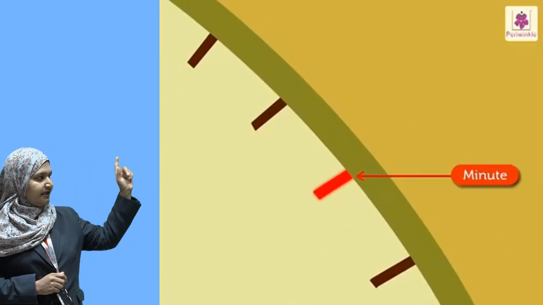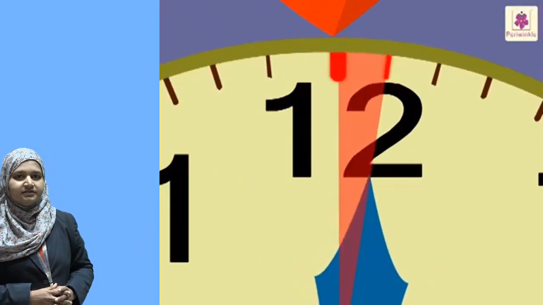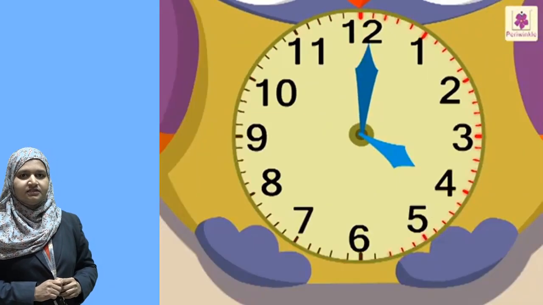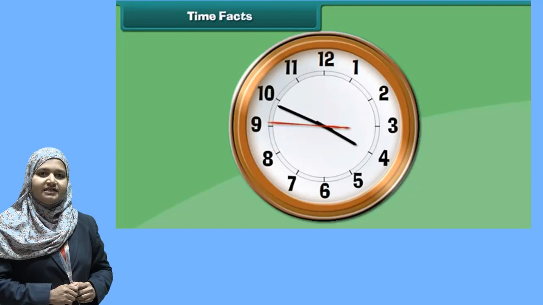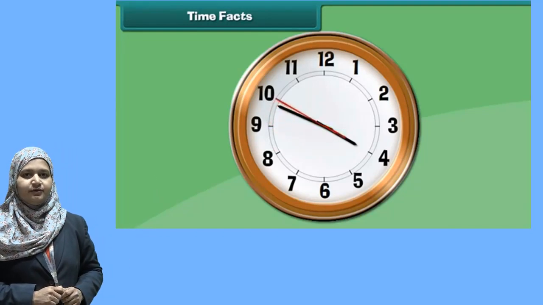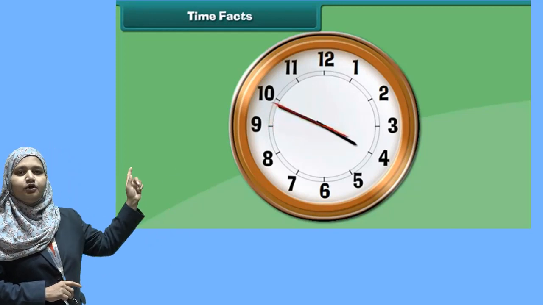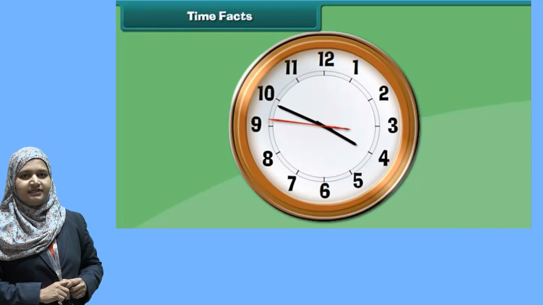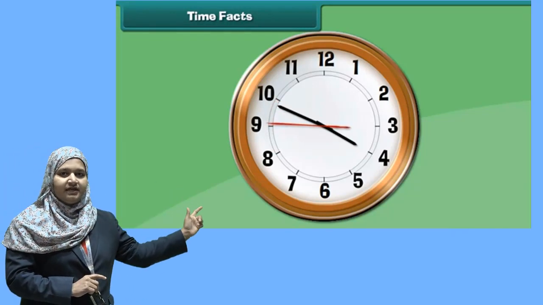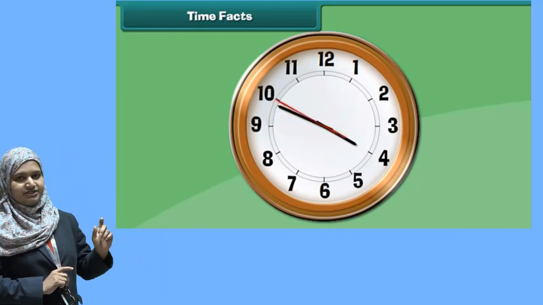There are 3 hands on the clock. The shorter hand represents hours, the longer hand tells us about minutes, and the very thin hand tells us about the seconds. All 3 hands of the clock rotate in the same direction, that is from left to right. It is called the clockwise direction.